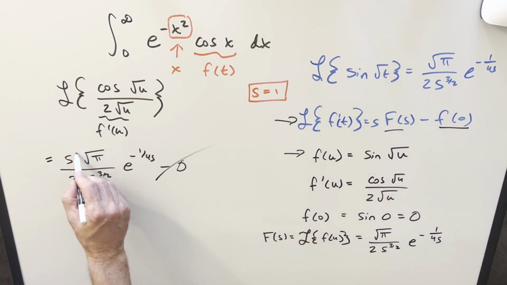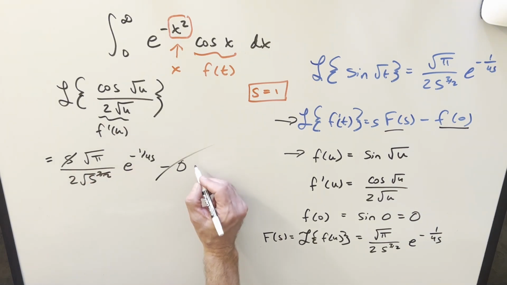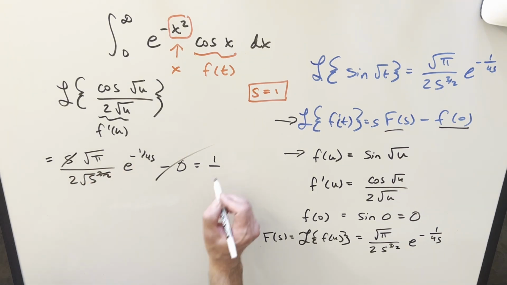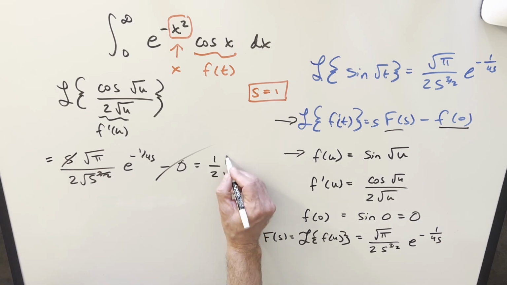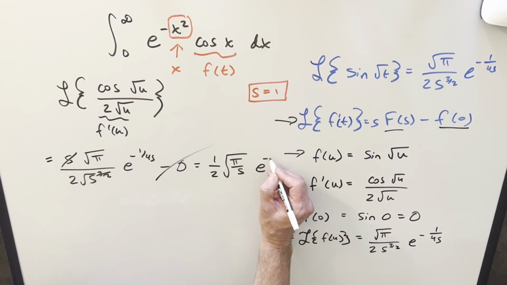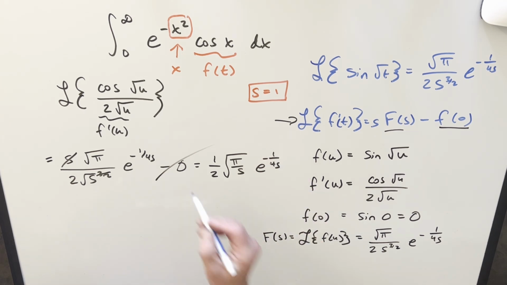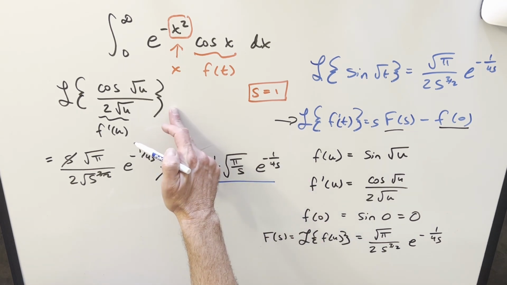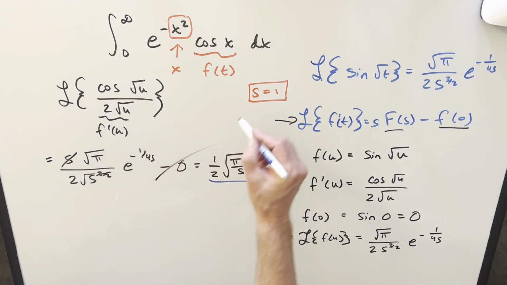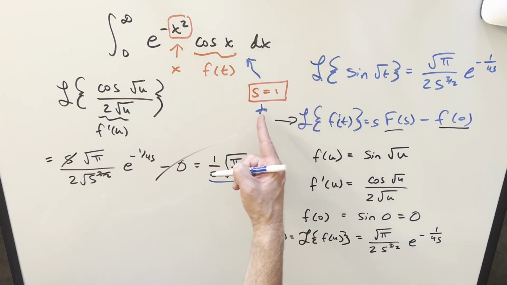And then we can cancel an s with one of these, and I can write this as square root of s. So maybe just to clean it all up, we can separate this out: 1/2 square root of pi over s, e to the minus 1 over 4s. So at this point, we're just about there. We have this thing right here as our Laplace transform that we wanted.